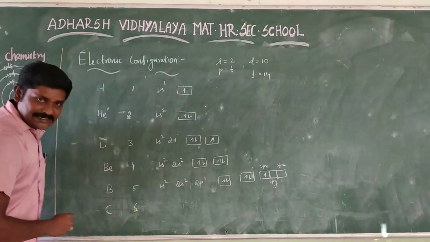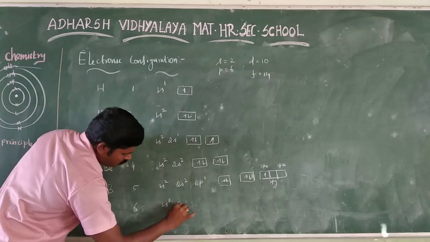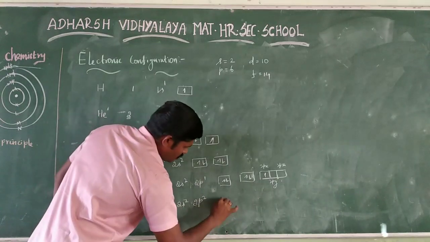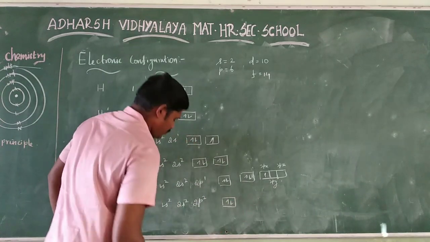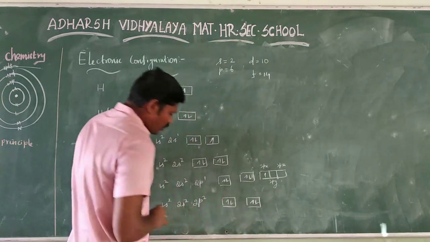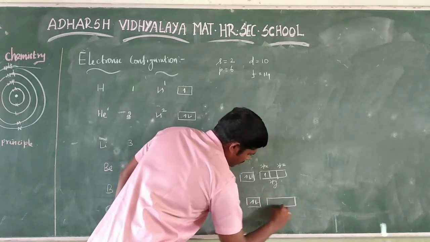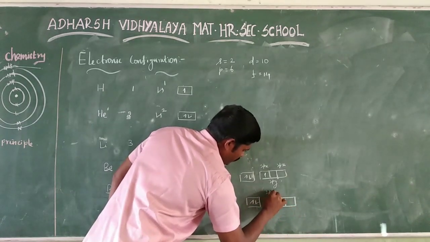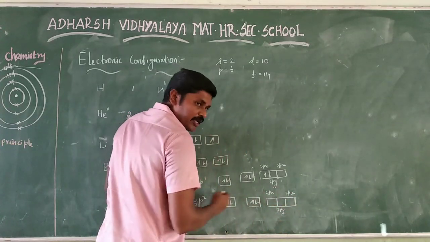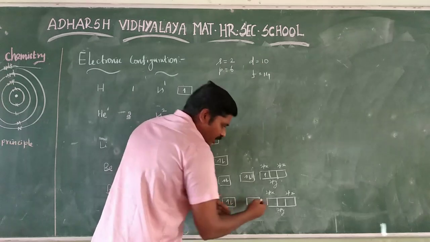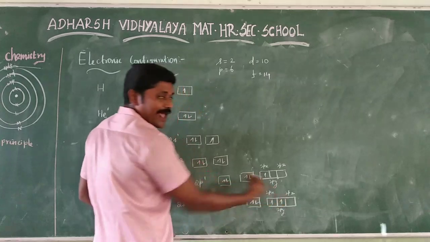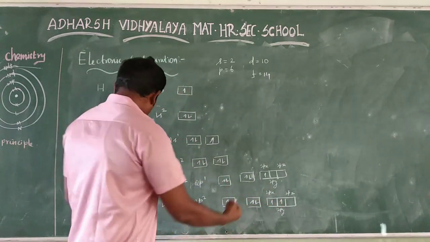Carbon, 6: 1s2, 2s2, 2p2. So 1s2, 2s2, and 2px, 2py, 2pz. According to Hund's rule, equal energy orbitals get a single electron each first, then pair. Okay, carbon.